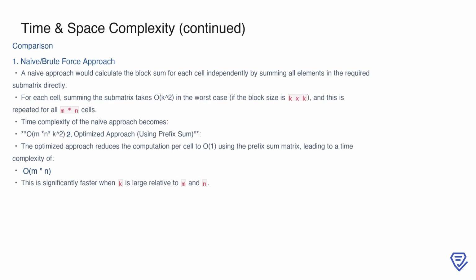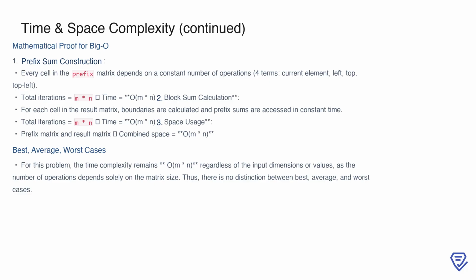The optimized solution is especially advantageous when the block size k is large relative to the matrix dimensions m and n, as it eliminates the redundant computations inherent in the naive approach. To understand why the time complexity of our solution is m*n, we can look at the mathematical proof. For the prefix sum construction, each cell in the prefix matrix is computed using a constant number of operations, including accessing the current element and up to 3 neighboring cells. Since this process is repeated for all m*n cells, the total time complexity is m*n.